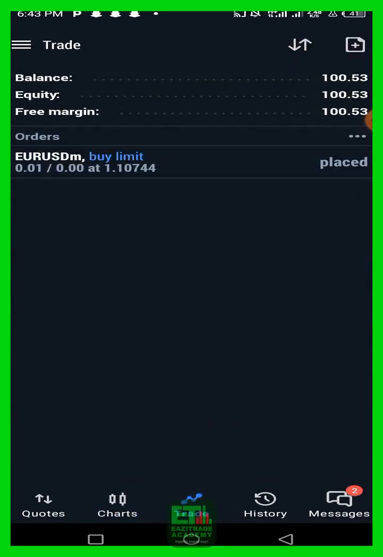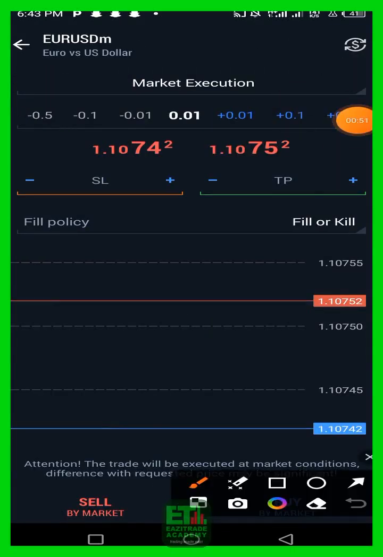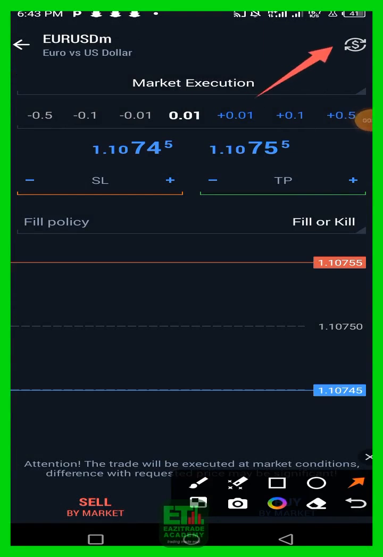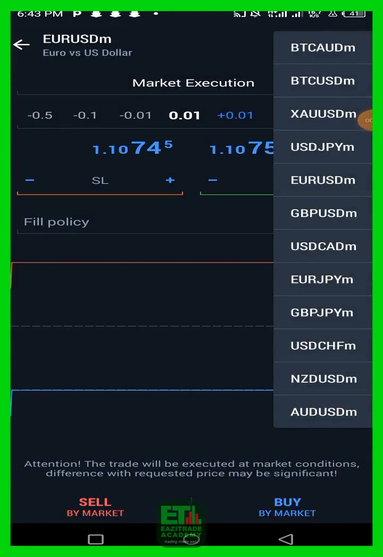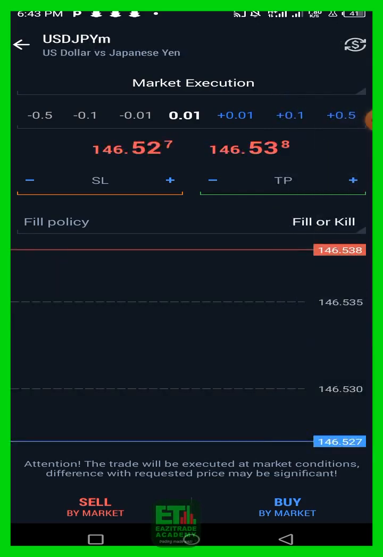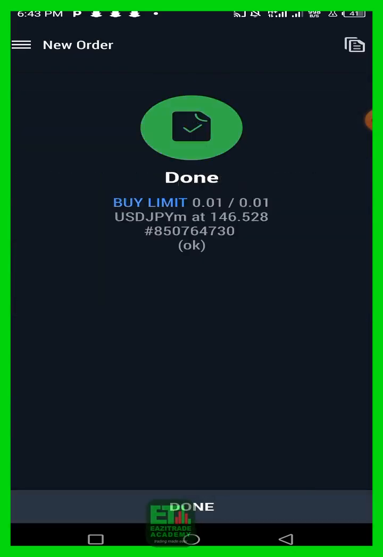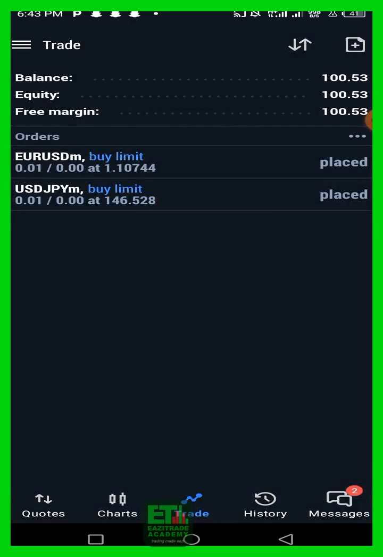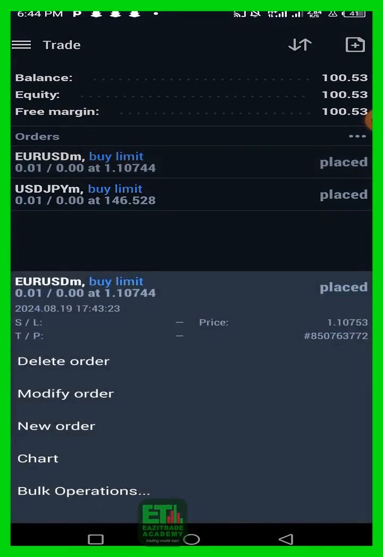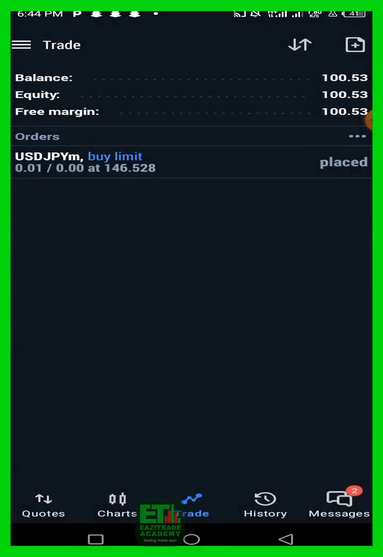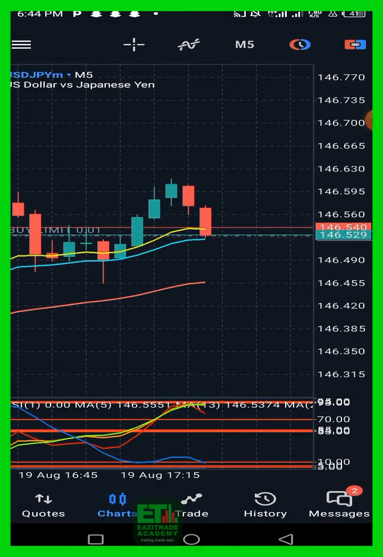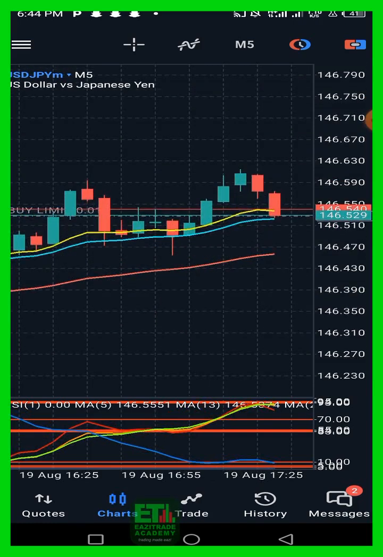Oh, sorry, I forgot to change this. Very important. It's USD JPY, not Euro USD. So I have to change that. Very important. Change from market execution to buy limit. Then place the order. I have to close the Euro USD. I'm yet to identify the morning star. All right, so let's see what happens.